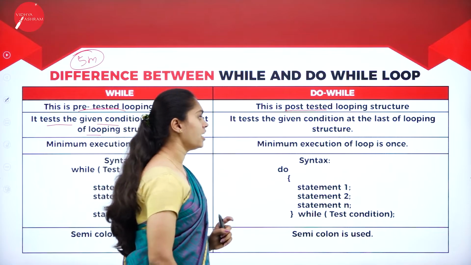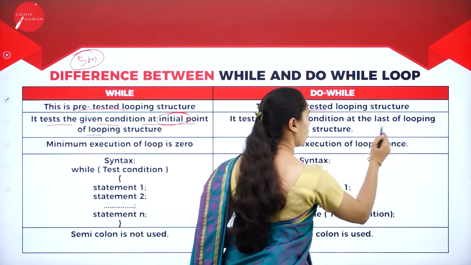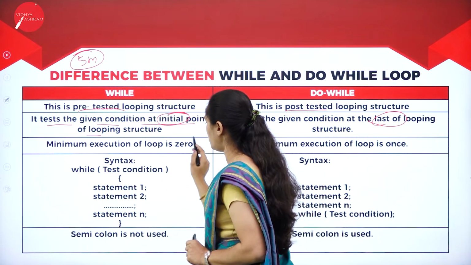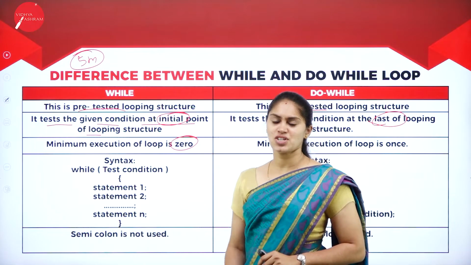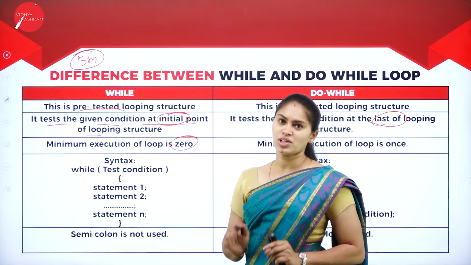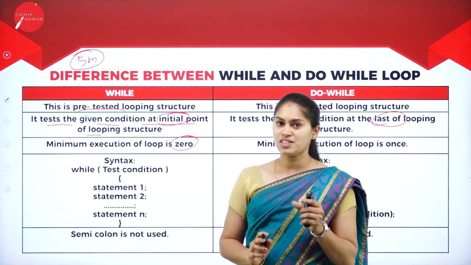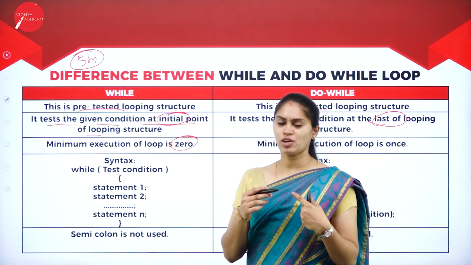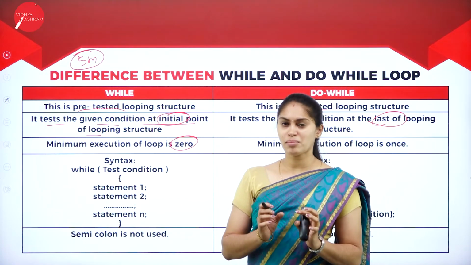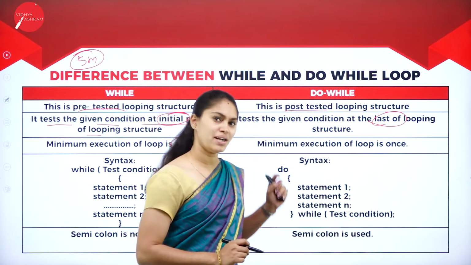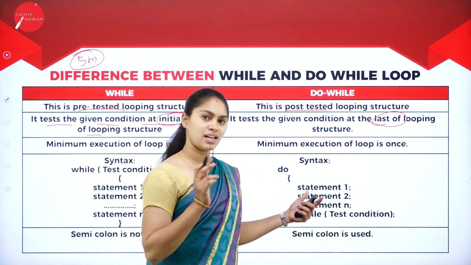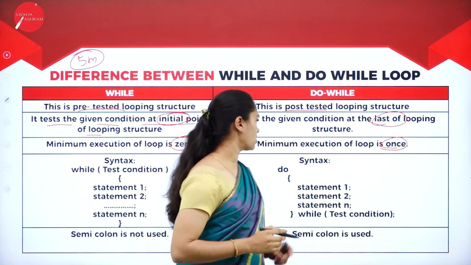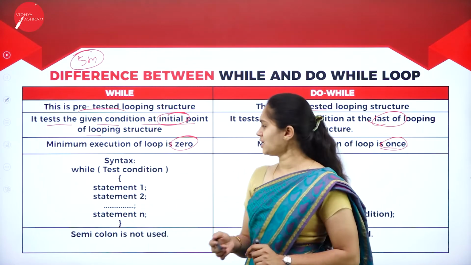But in the do while, we check the condition at the end, or at the last, of a looping structure. So the minimum execution of the loop is 0. First, I check the condition. If the condition is not true, then I am not going to execute the statement at all. Then the execution of the statement will be 0, if and only if the condition is false. If it is true, then it will execute a number of times. But the minimum number of executions will be 0. But in the do while, whether the condition is true or false, the statements will be executed at least once. So it will execute the loop a minimum of one time.